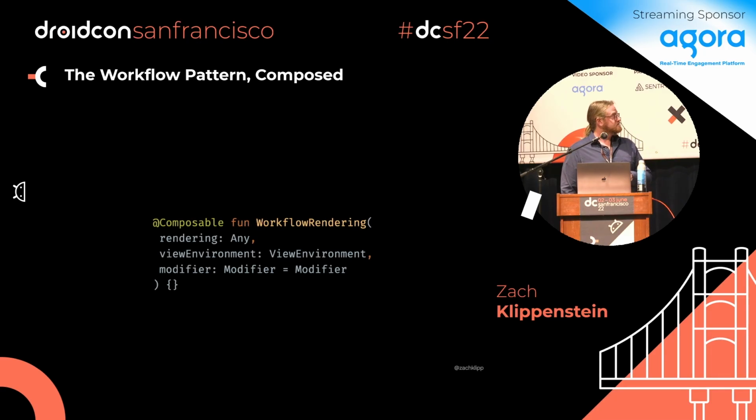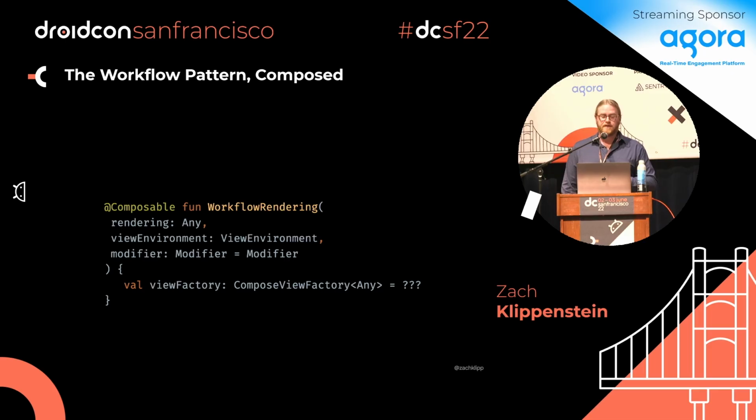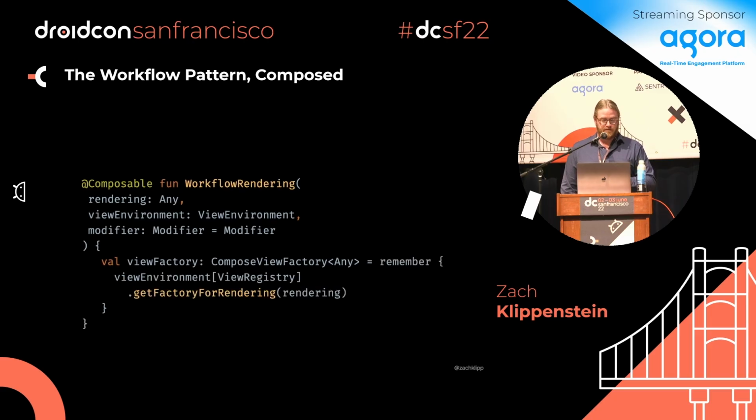This is the signature, just like we saw. So in order to create a view for the rendering, we need a view factory. That's where the view environment actually comes in. We can ask a view environment for the view factory for any rendering type. So we'll do that here. But view factories return Android views, and we're in a composable. So we need some sort of adapter to convert it.